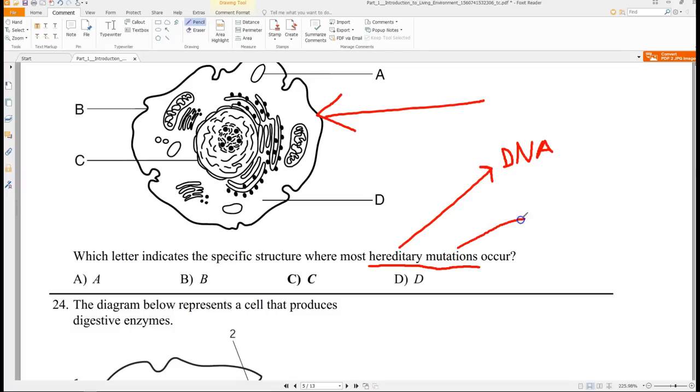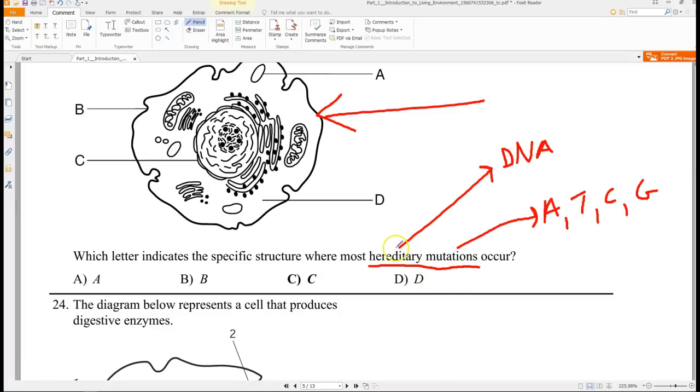Mutations is when you have some kind of change in the nitrogenous bases A, T, C, and G. If there's anything that goes wrong with your DNA strand, that if it's an A and it should have been a T, if it's a C and it should have been a G, that is called a mutation. And some kind of protein is going to be made incorrectly with a mutation.